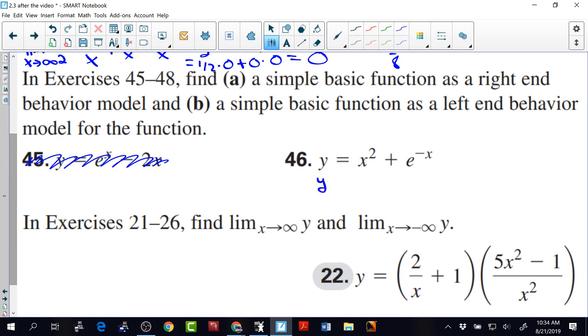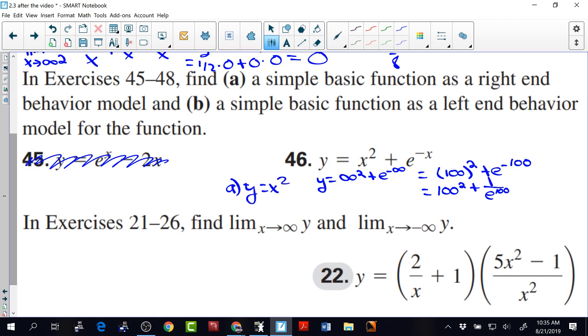How about the right side? What about infinity squared plus e to the negative infinity? And if you don't like using infinity, just pick a fairly big number. As a matter of fact, even at 100, you'll see a huge difference between these two values. Now you're comparing 100 squared plus 1 over e to 100, which is very, very close to 0, right? Really big number in the denominator. So for a, y equals x squared is dominating the values.